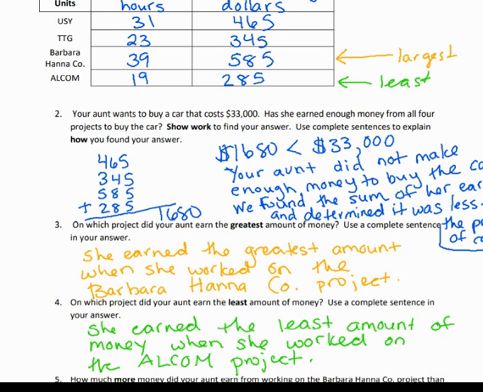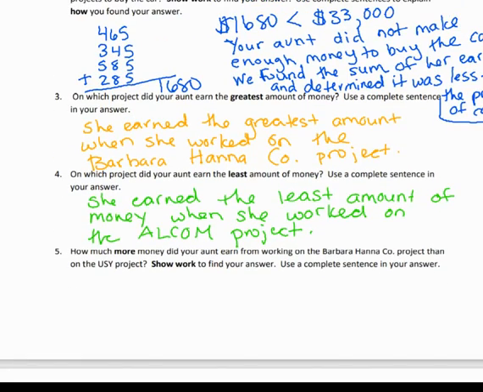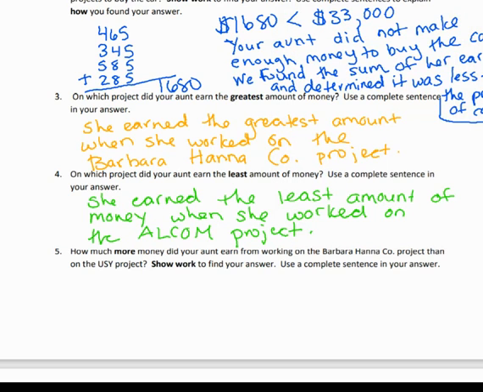Okay, then let's look at number 5. Number 5 says, how much more money did your aunt earn for working on the Barbara Hanna Company project than the USY? So here's Barbara Hanna and USY.